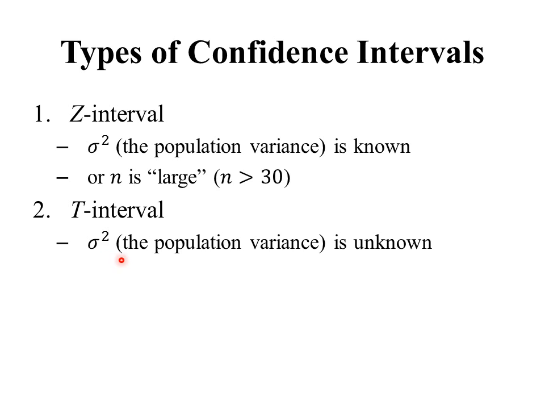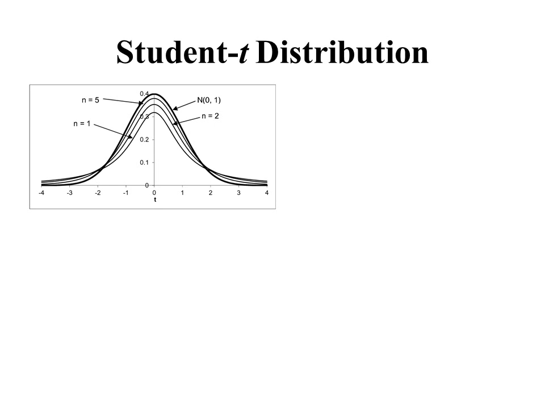Now, the more commonly used of these two types of intervals is the t-interval, and so in this short lesson we're only going to discuss the t-interval. Now, the t-interval is called a t-interval because the critical value comes from the student t distribution. So let's briefly review the student t distribution.